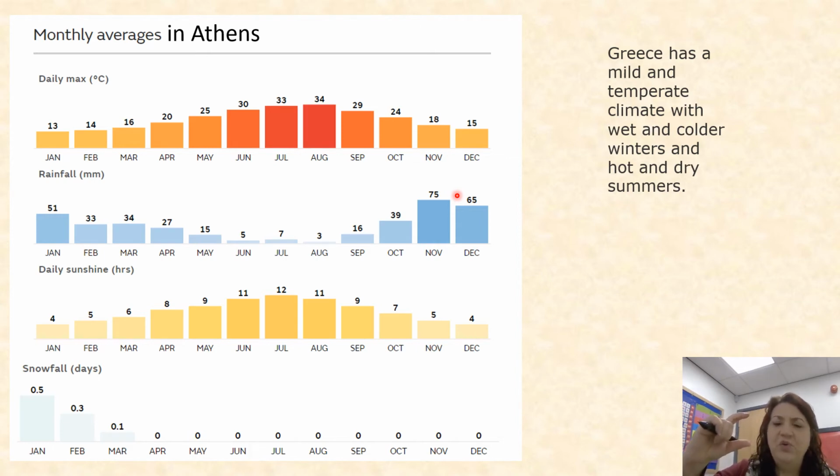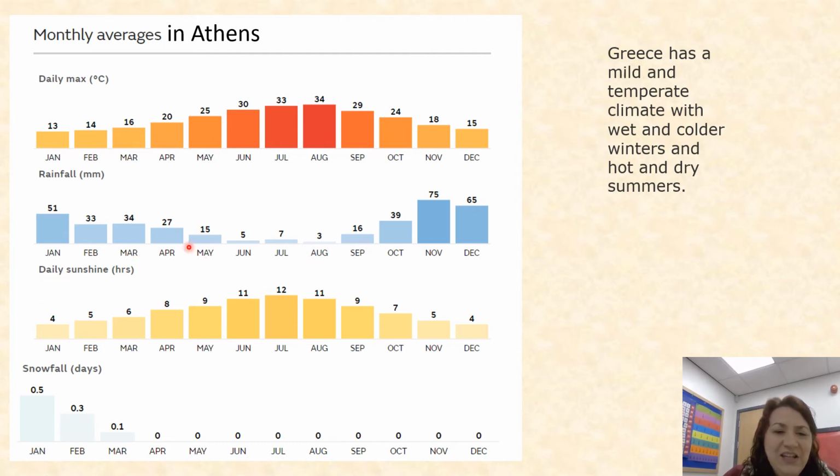So 7.5 centimetres in November is the wettest. And in the summer, June, July, August, very little rain at all, 3 millimetres. That's not even half a centimetre. So tiny amounts of rain.